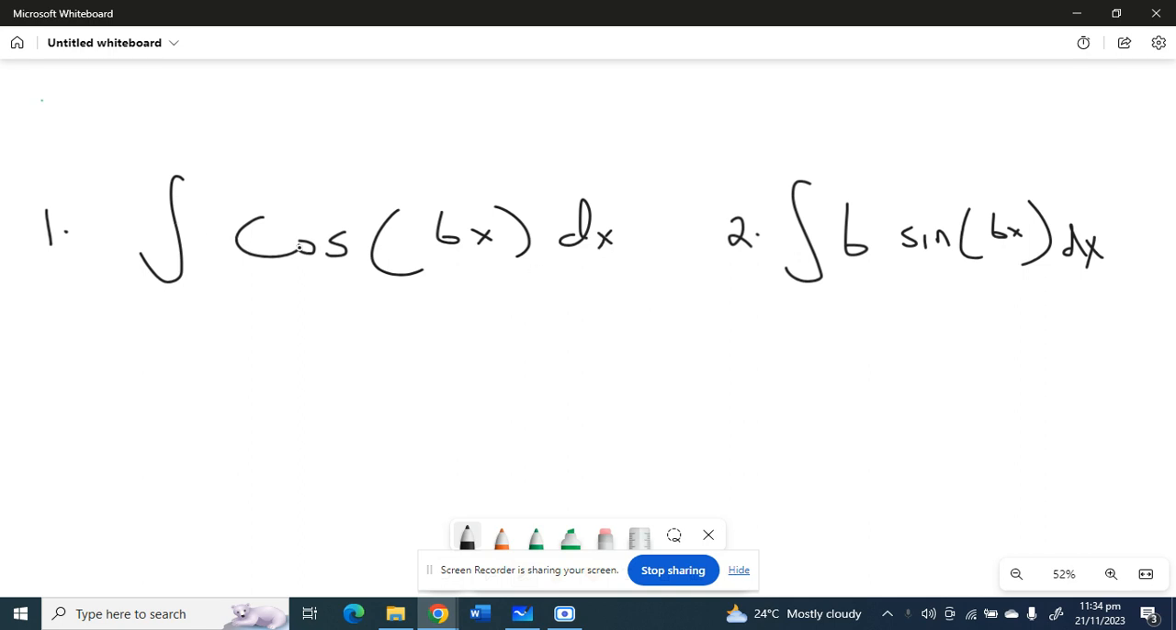We have to integrate cos 6x dx. So remember the steps with your substitution. Step one, you determine u. In the case of trig functions, your u is usually the term in the brackets, all the time. The term that's going to be in the brackets, that's going to be your u. So in this case, our u equals 6x.